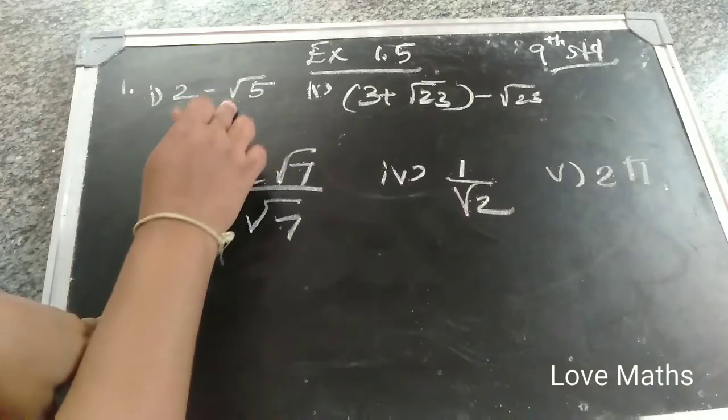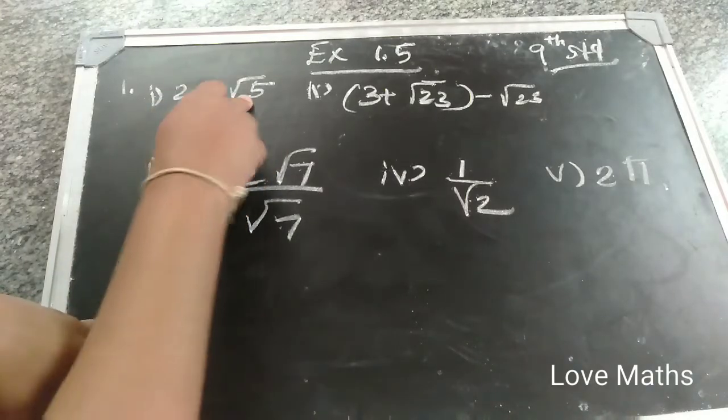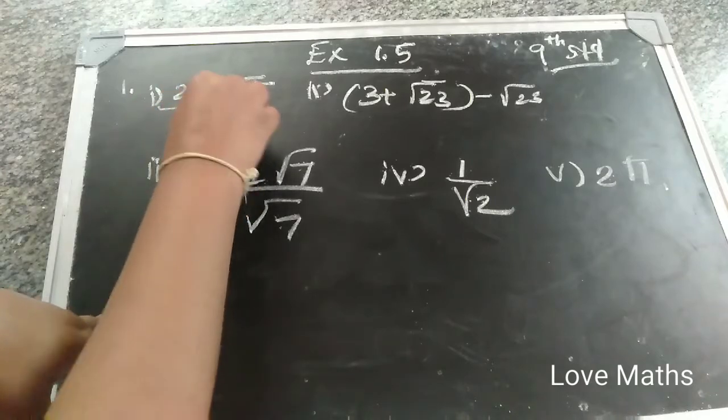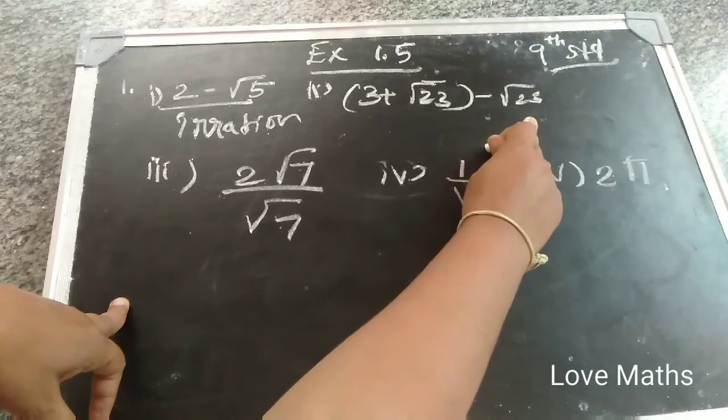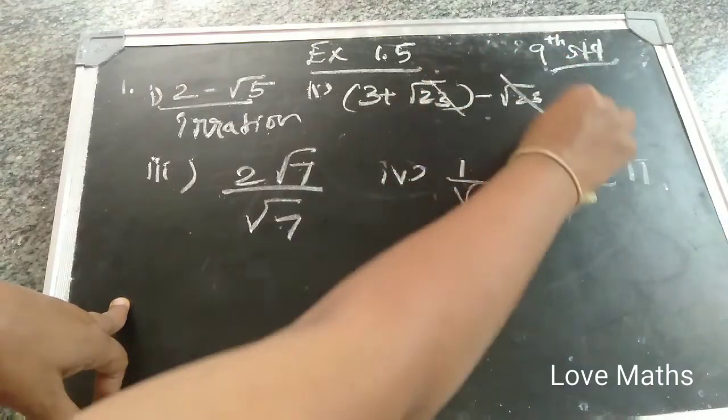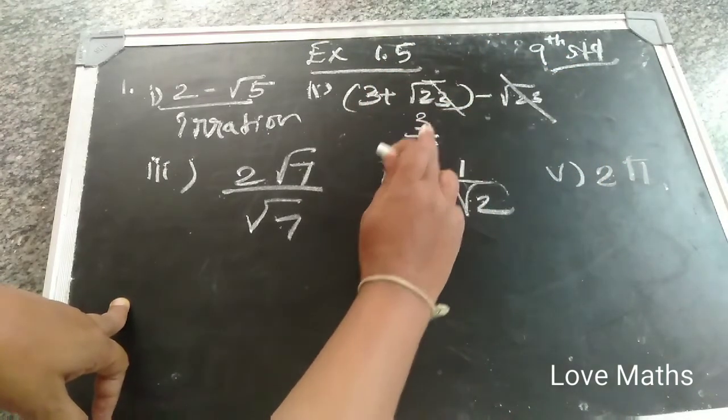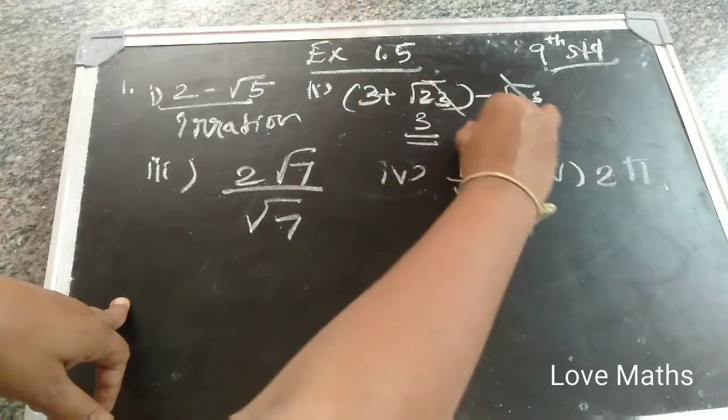Addition or subtraction, anything we do with an irrational, the total is also irrational only. Okay, next is 3 plus root 3 minus root 3. Plus root 3 minus root 3 cancel. What is remaining? Only 3. So is 3 rational or irrational? It is rational.